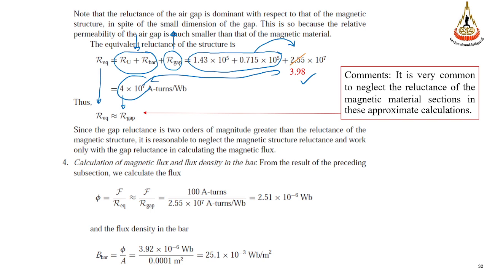Sometimes we just use the reluctance of the air gap in calculation. It's fine to use, and when we calculate the flux flow, we can just use the reluctance of the air gap as well. The air gap value here is also mistyped. It should be 3.98.